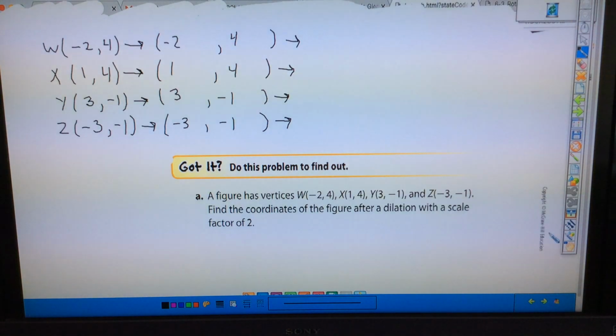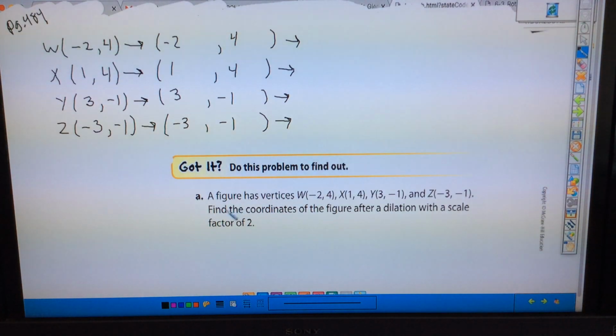Okay, so I'm going to go ahead and take a look at example A, and this is going to be on the bottom of page 484. They're not giving you a graph here. They're just basically telling you that there's a figure. It has the following vertices. W is located at -2, 4. X is located at 1, 4. Y is located at 3, -1. And Z is located at -3, -1. So we have 4 vertices here. This is some kind of quadrilateral.